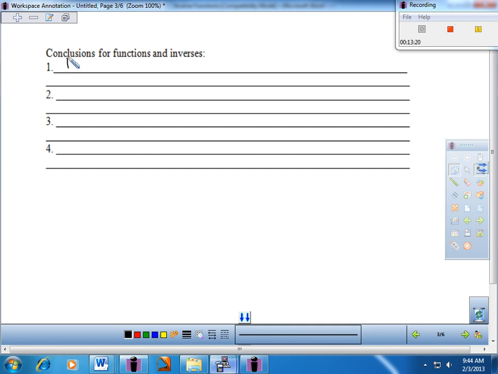So here's what I would have. If the function is one-to-one, so that's kind of why I started the lesson this way. So if the function is one-to-one, then the inverse is a function independently.